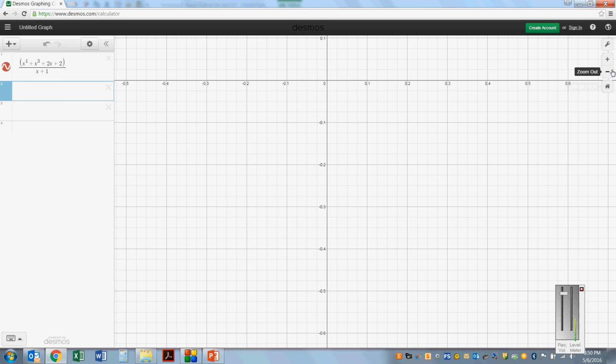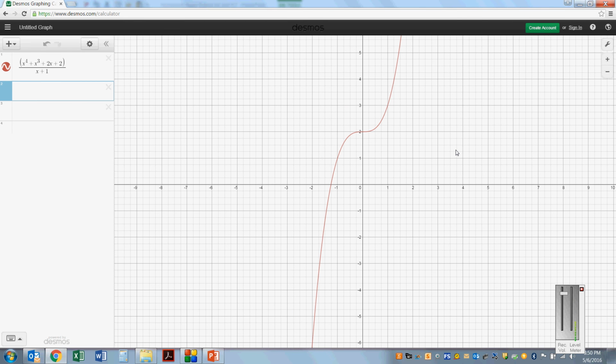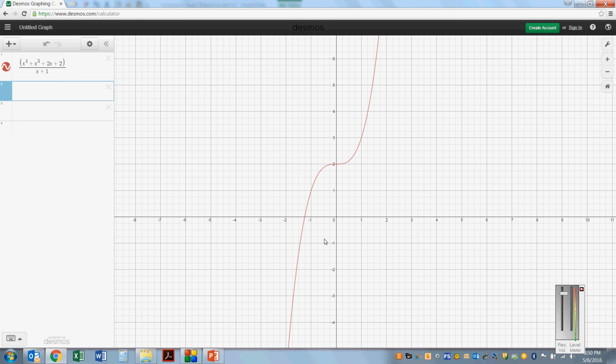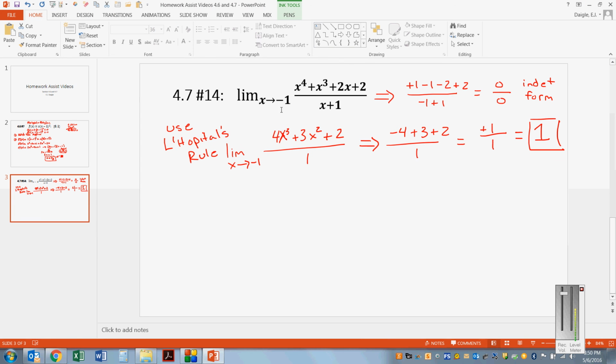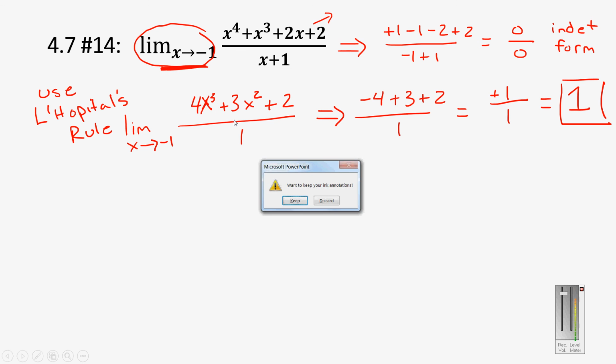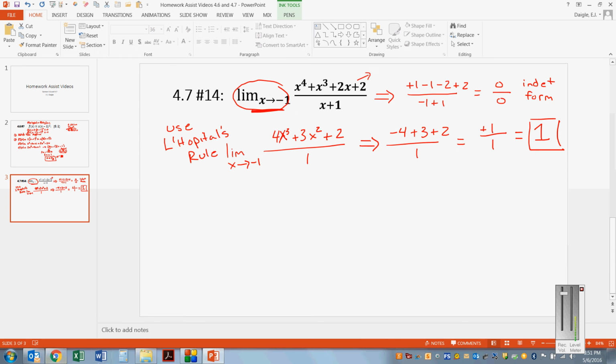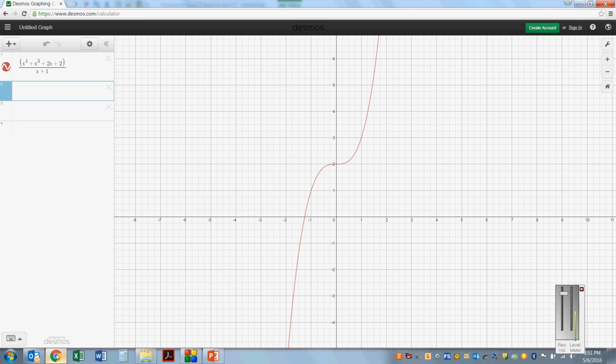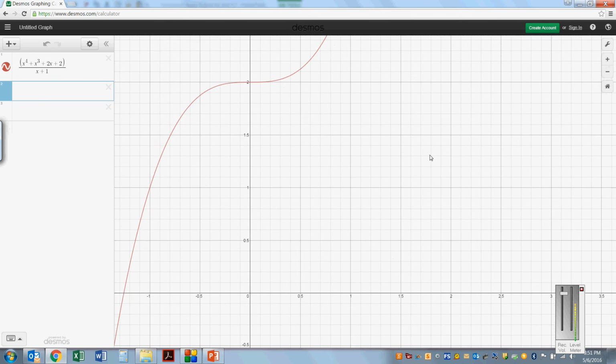Let's zoom out a little bit. I don't seem to see the function. There we go. And as we go to -1, so the limit again was what happens, what does the function go to? What does all of this go to as we approach -1 on x? So we'll jump out of there for a second. As we approach -1 on x, I'll zoom in a little bit here.